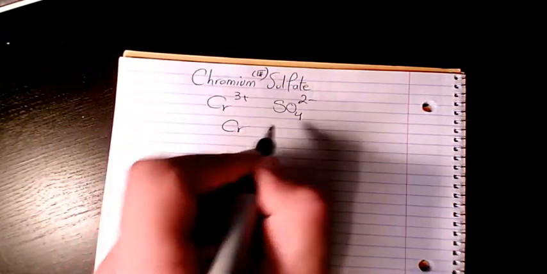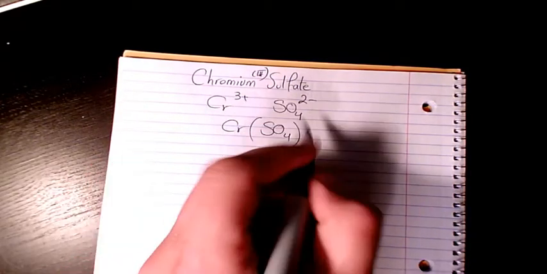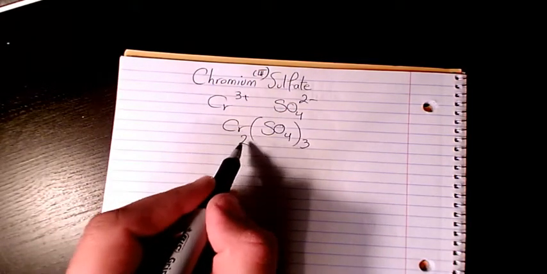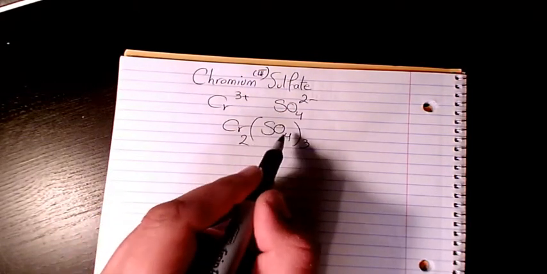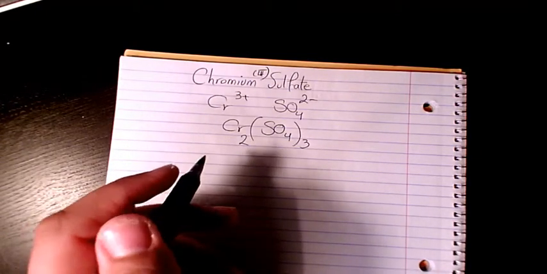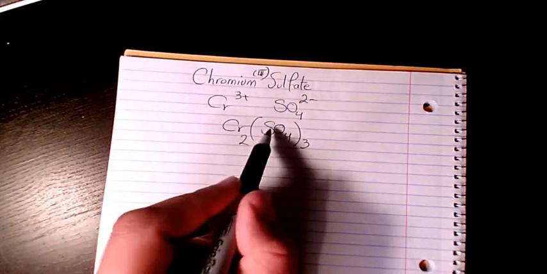it's going to be Cr, and here we have SO4. So 3 is going to sit here and 2 is going to sit here. So it's going to be Cr2 SO4 3. So that's the molecular formula for chromium 3 sulfate, Cr2 SO4 3.